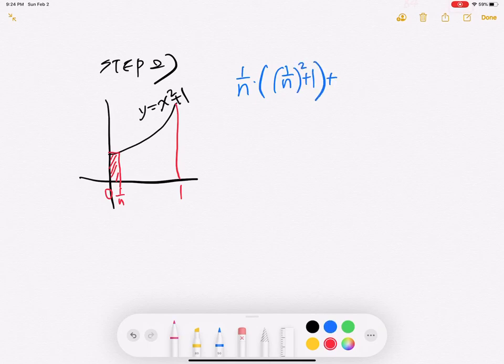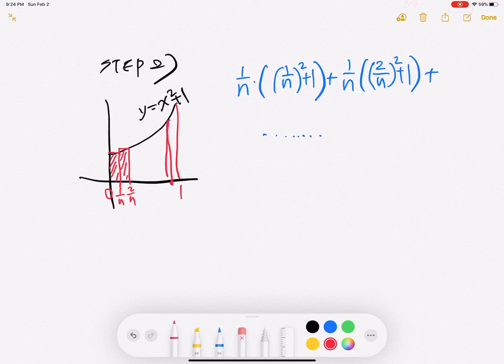What is the second rectangle's area? It has the same length. This point is 2 over n. So 1 over n times the y value at x equals 2 over n, which is 2 over n squared plus 1. Keep going like this, right? Then what about the last one?